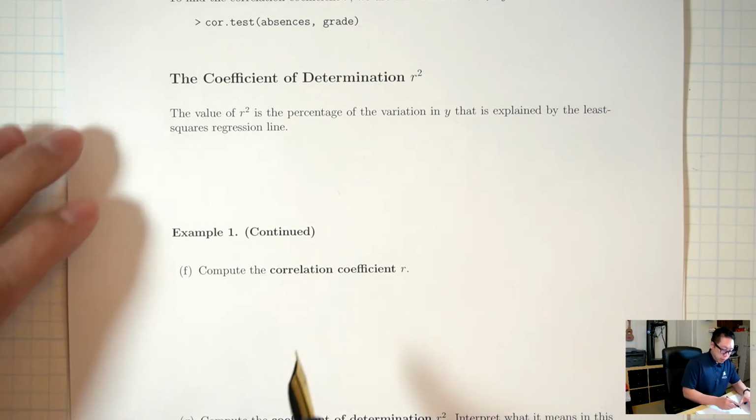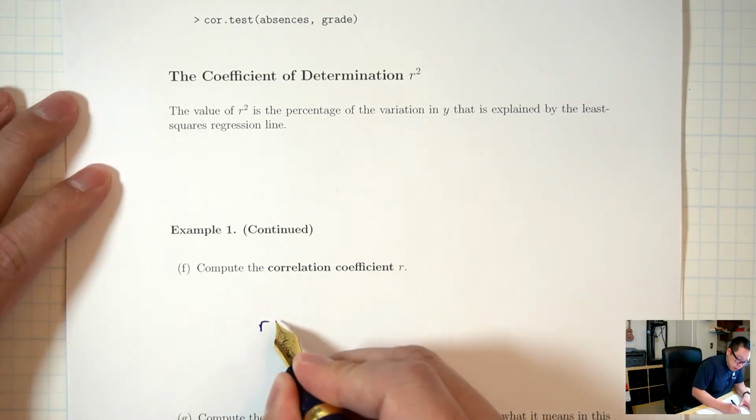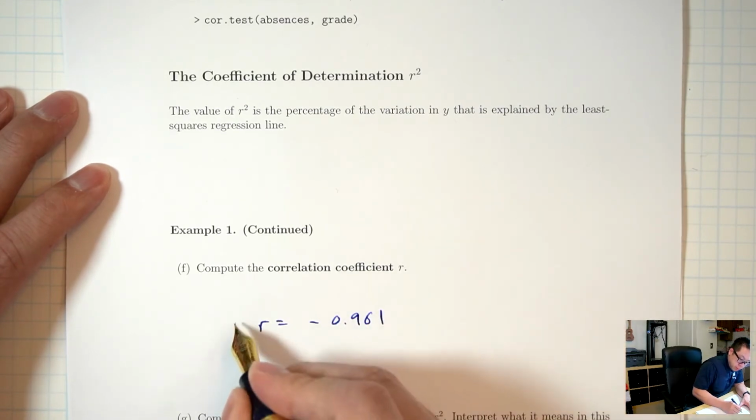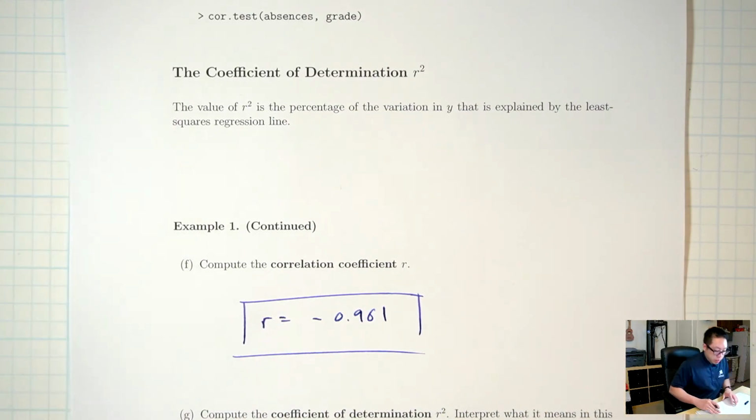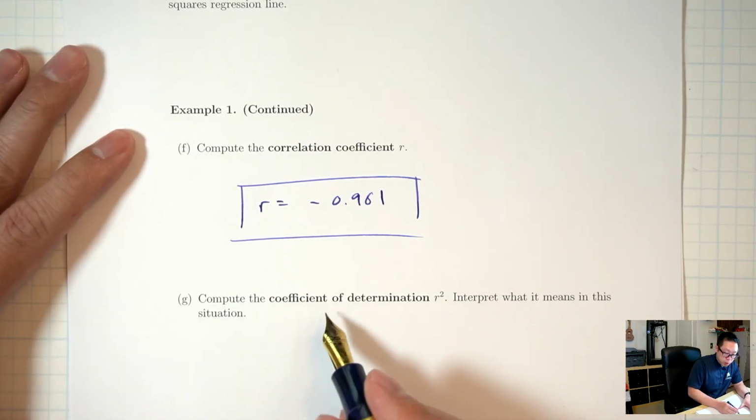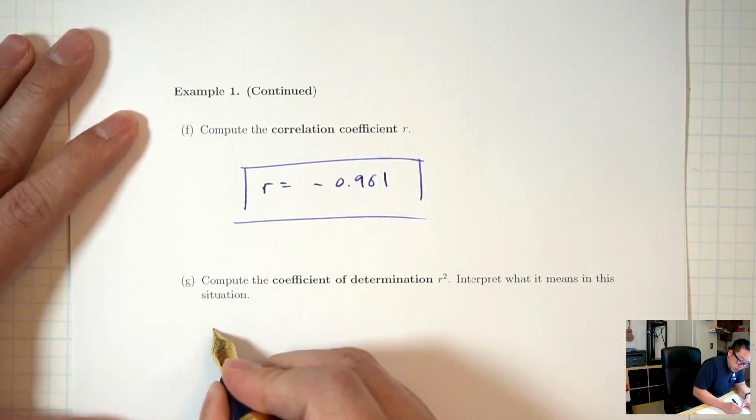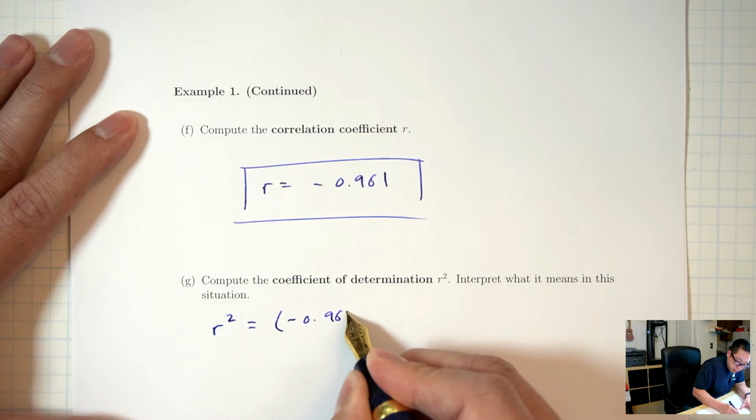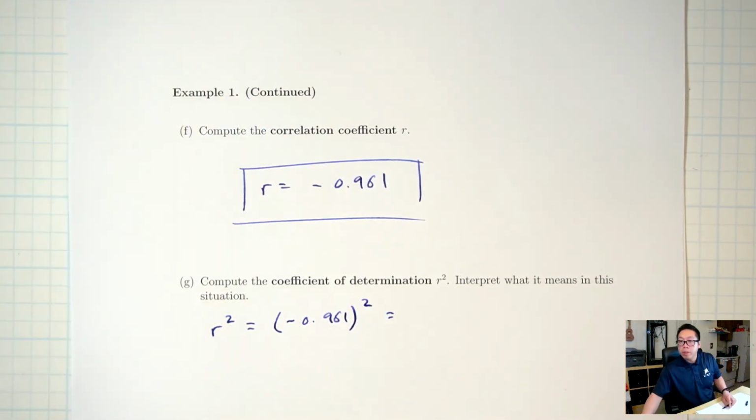Continuing with example 1, the correlation coefficient that we just found was negative 0.961, rounded to 3 decimal places. It turns out that if you take this R that we just found and square it, you get a number called the coefficient of determination, R squared. So if I take the R that I just found and square it, making sure to use the parentheses, we get 0.924.